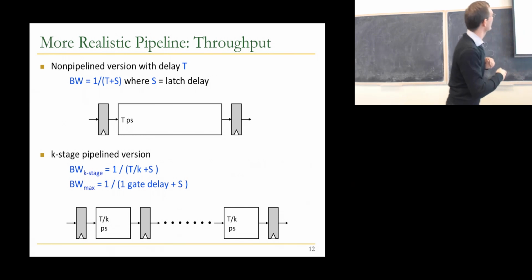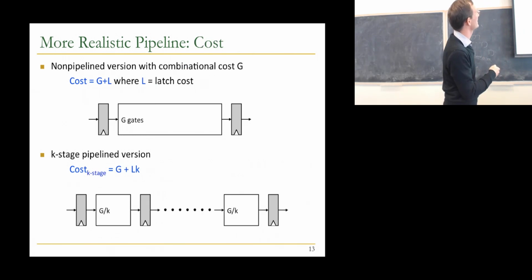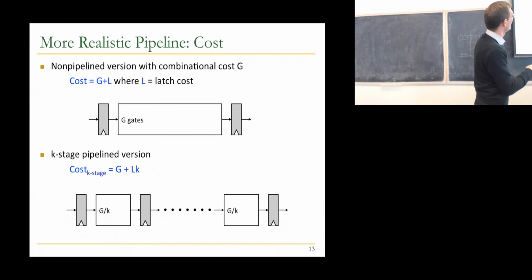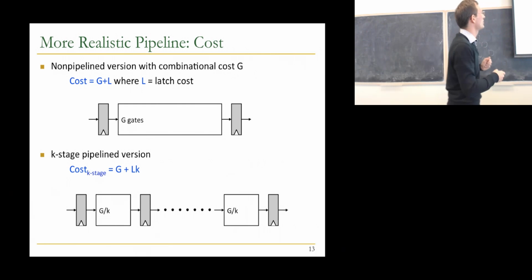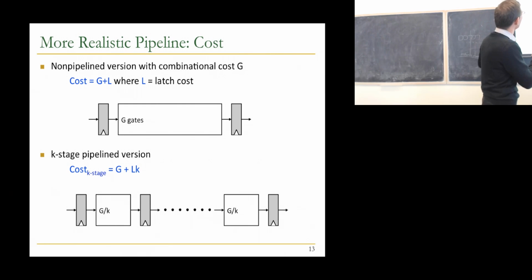Okay. Let's analyze the cost. Again, in a more realistic pipeline, whenever you add a pipeline stage, you actually add latching costs. And we'll see that you can add other costs also if you want to keep the throughput. You may have G gates to implement everything to process every instruction. And the cost of a non-pipelined version is G plus L, where L is the latch cost.